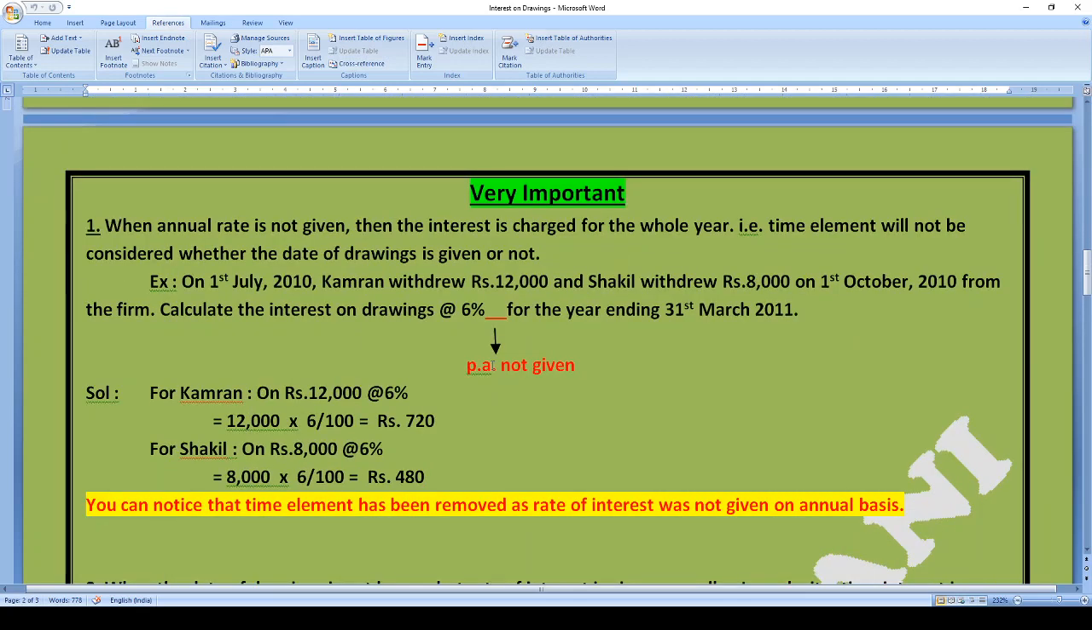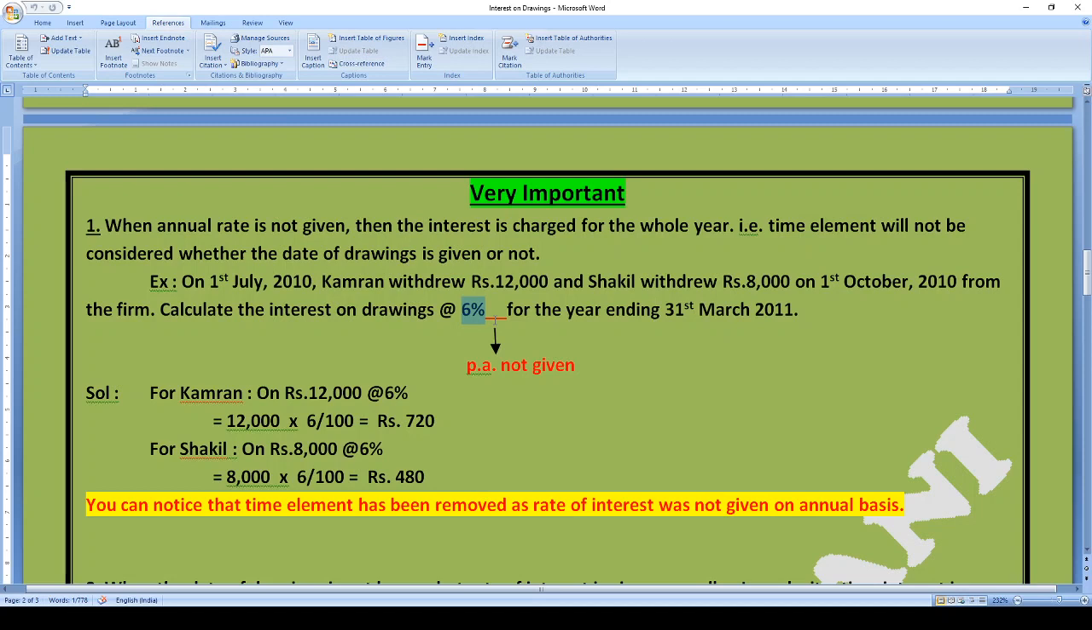So now here we come to the very important thing that the board asks you, right? The first very important thing to be noticed in the question is when the annual rate is not given. Keep it in mind, what does this annual rate mean? Whenever you are provided with some percentage and the words per annum are not given to you, that means it's not an annual rate, right? In this example, the given interest on drawings rate is 6%, right?